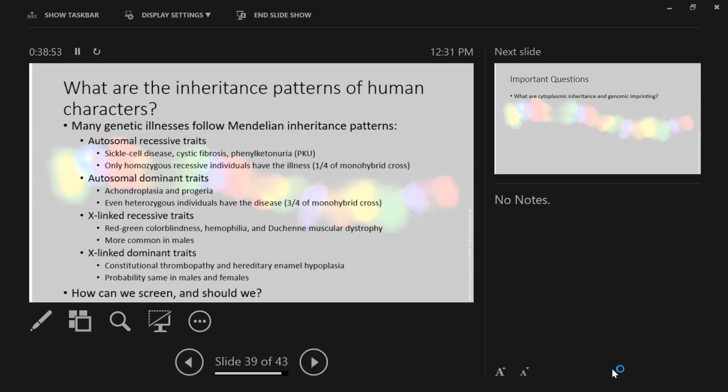We're not going to deal with the last question from 13. The last question is cytoplasmic inheritance and genomic imprinting. It just deals with that. Anyway, some things are sex influenced.